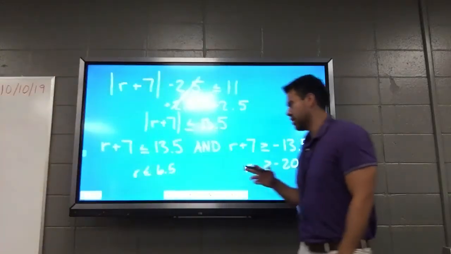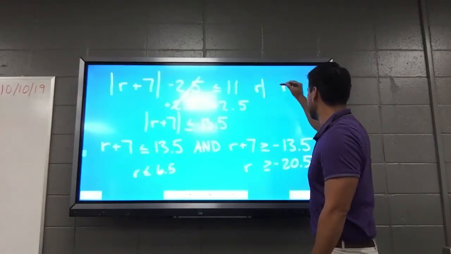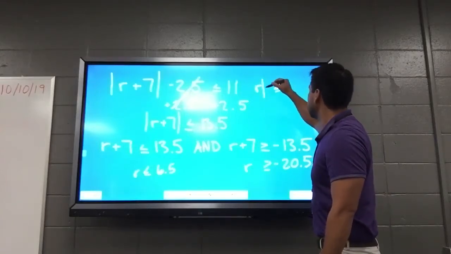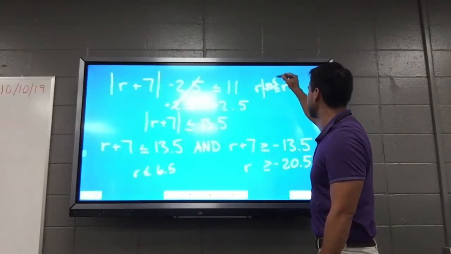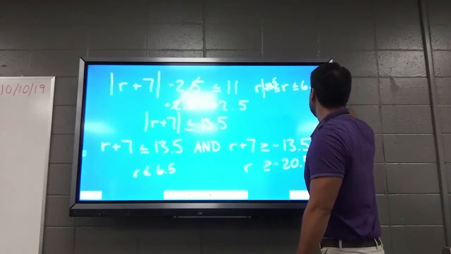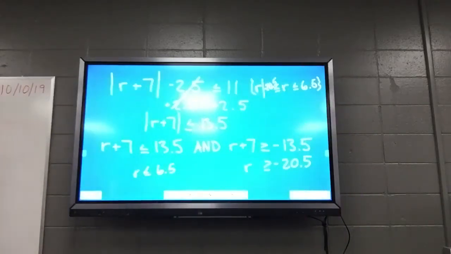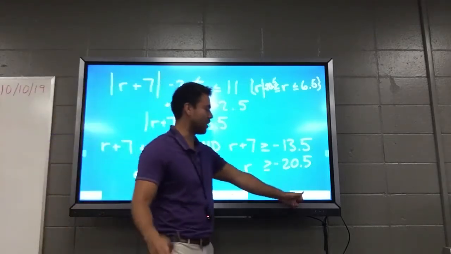Yes, sir. Can you write that on the board real quick? Yes. R is any number such that R is greater than or equal to negative 20.5, sorry, it's so small, and less than or equal to 6.5. Okay, yes, sir. Is it okay if I switch negative 20.5 and 6.5 around, and the inequality symbols? Yeah, it is okay. I don't know if I'm going to fight that battle anymore. Just do it right.